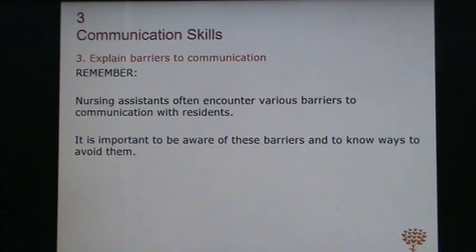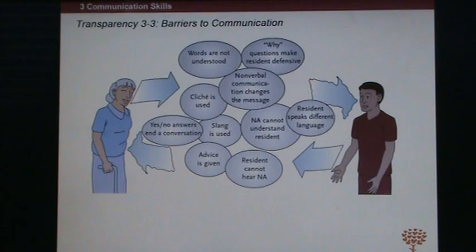They may have a respiratory problem. It could be a lot of reasons, or they just can no longer speak or respond. They may have Alzheimer's, or they may have other medical conditions that prevent them from speaking. So how will you communicate with them? These are some of the barriers.